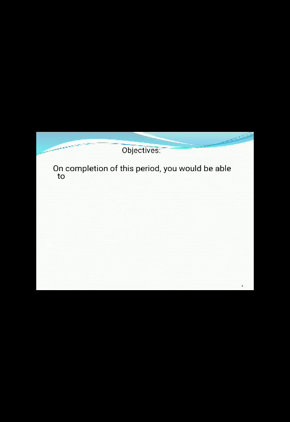Here are the objectives. On completion of this period, you would be able to know types of special transformers. Here we learned different types of transformers, and the previous classification of transformers.